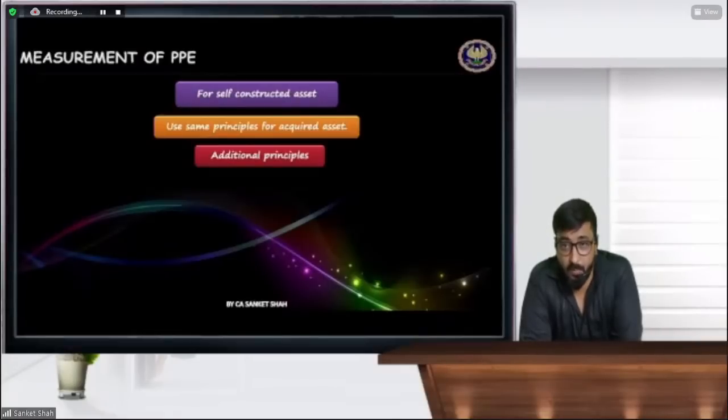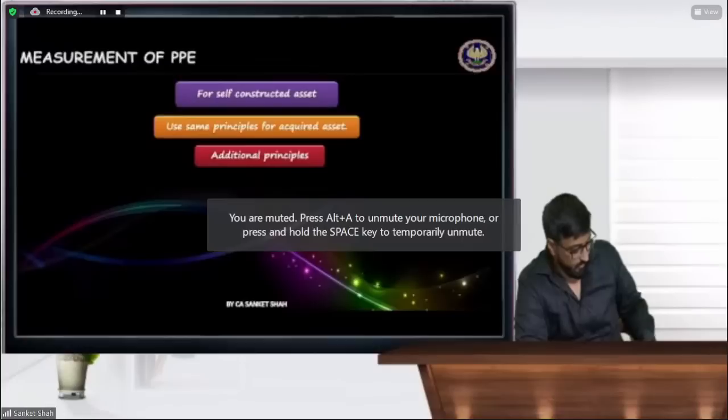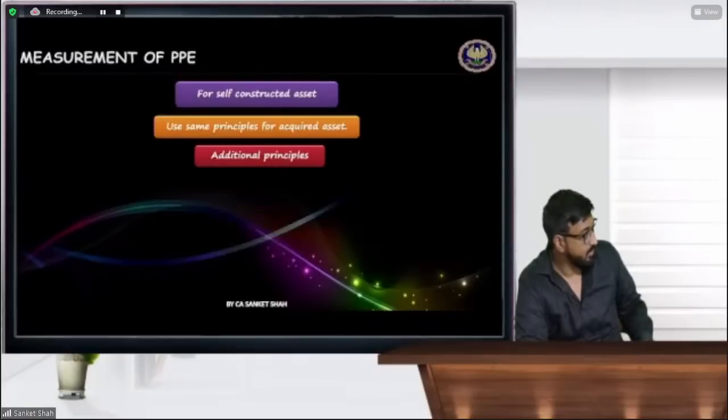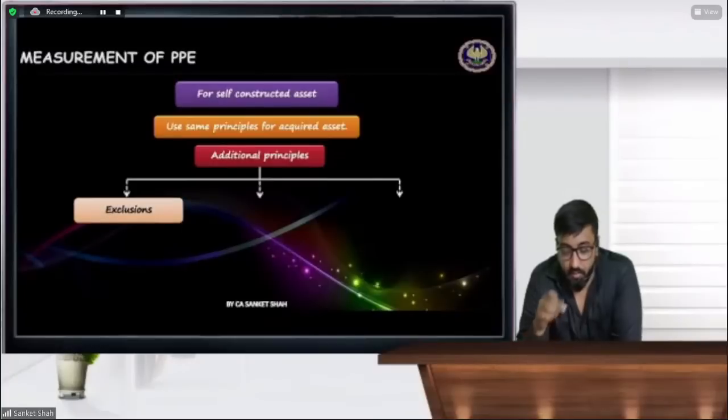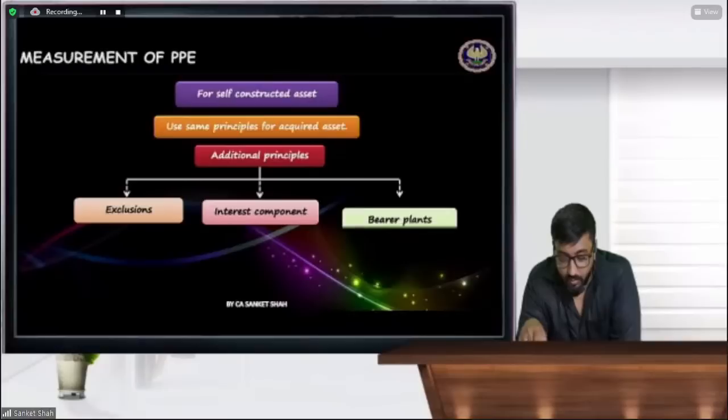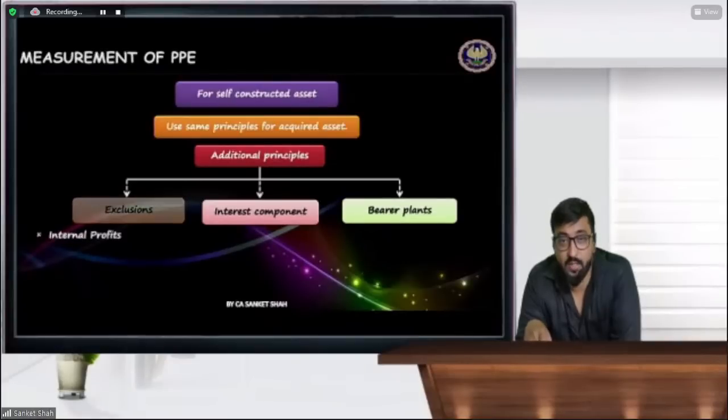Whatever cost you incurred, there are additional principles, exclusion, what you are going to exclude. Exclusion is internal profits. Sir, what is internal profit? In case of department or in case of process costing, you already solved that. One department transfers goods to another department at cost plus profit. So that internal profit, you have to exclude.